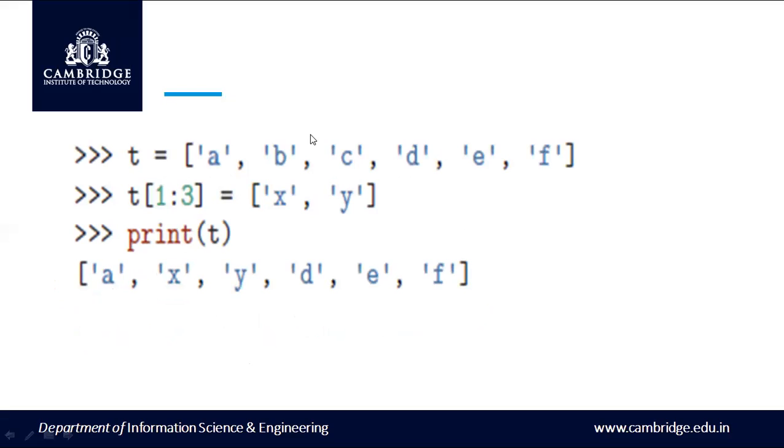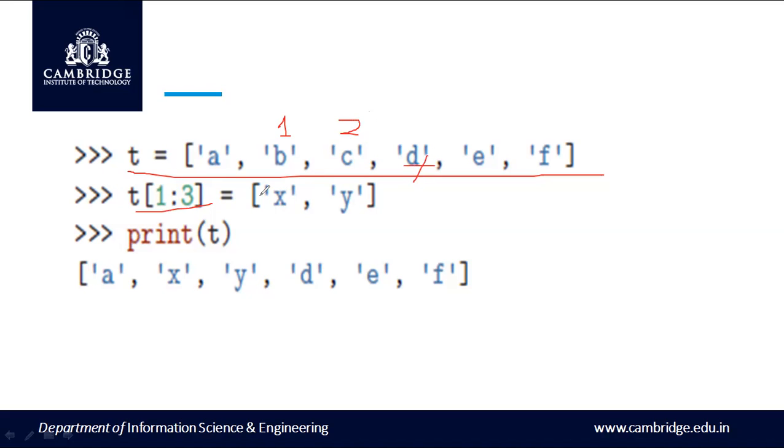Also, you can assign items because lists are mutable. So here we have an example using these slices. You can assign the values for a particular list. Here we have taken the slice 1 to 3. The first index is 1, so that means it is from B and till 3. The third item is not included, so only the second item will be included.